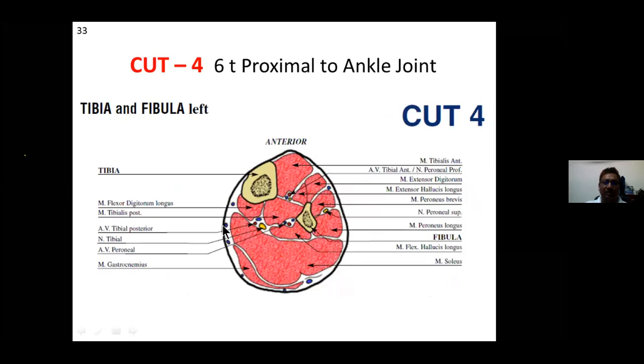Cut 4. This is the tibia. It is almost cortical and medially it is subcutaneous. Here tibia is cortical near about 80% of its diameter. Neurovascular structures are in the central position. Posterotibial vessels and nerve run posterior and lateral to the tibia between the soleus and posterior tibial muscles and flexor hallucis longus muscle.